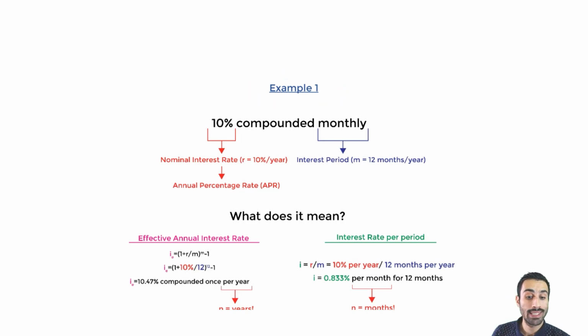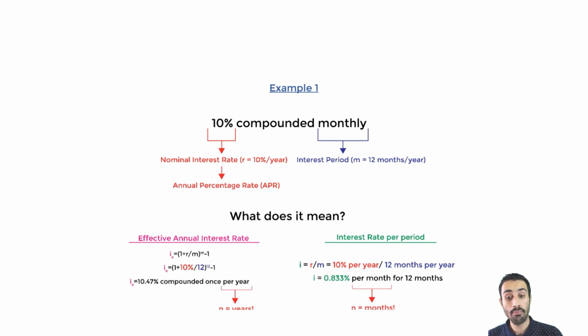So we know what we have is 10% compounded monthly. What you have to remember is that 10% is your nominal interest rate. It doesn't have to say 10% per year. Just know the first number, or the first percentage, is the nominal interest rate. If it just shows the number by itself, it's always going to be a nominal interest rate per year. And we call that the R value, which is going to be 10% per year. We also denote that as the annual percentage rate, APR.